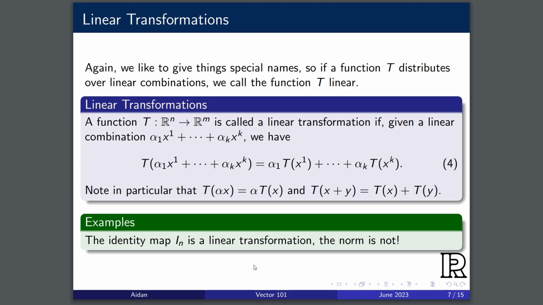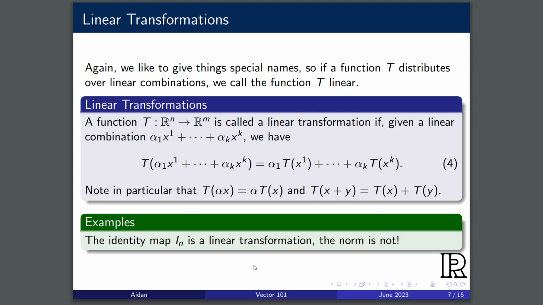So this is a very important definition, and so I want to make sure, does everyone understand what I mean by this? Are there any questions about it? I see one person typing. So the question was if a linear transformation is a function that takes in and outputs linear combinations.